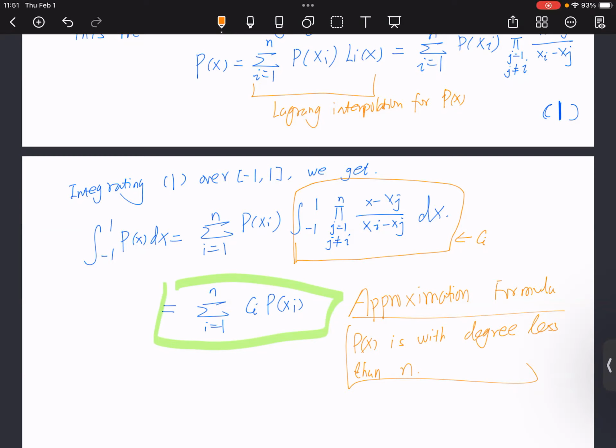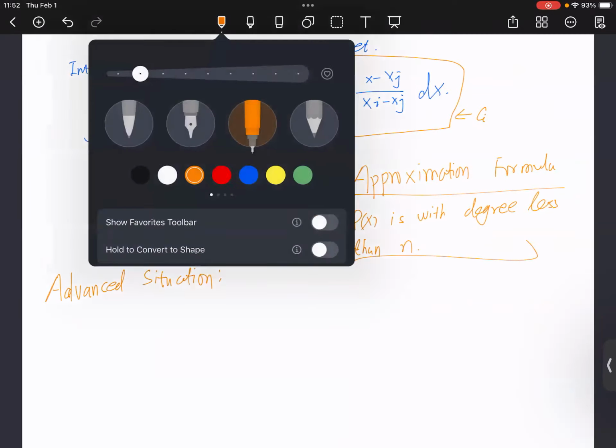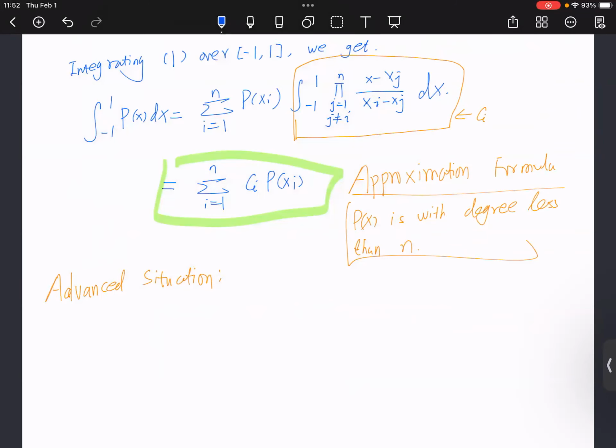So the next part, this is the basic situation. We discovered one formula, and this is the Gaussian quadrature rule, after we do the integrations on the Lagrange interpolations. But now we need to prove this formula actually works for polynomials with degree less than 2n minus 1. We already have the formula, and we want to prove this situation.